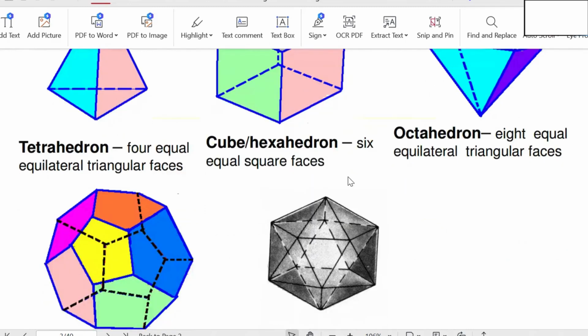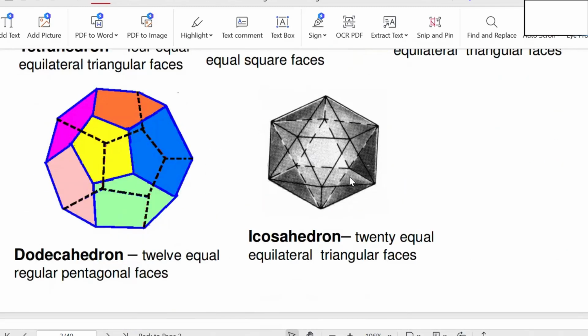Then coming to dodecahedron. What is a dodecahedron? It consists of 12 similar faces. The shape of each and every face or plane is a pentagon. That means 12 pentagonal faces can be used to generate a dodecahedron. So 12 planes, all of similar and same shapes, pentagon shapes, can be used to generate a dodecahedron.